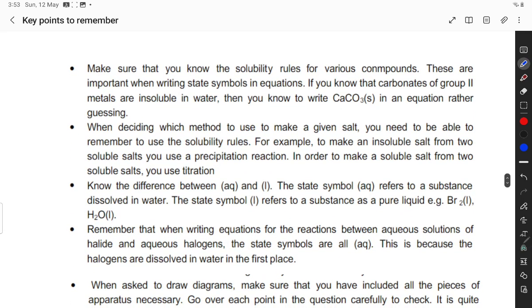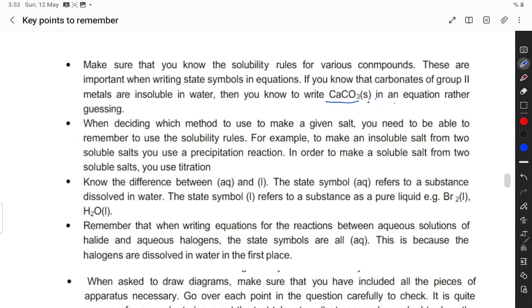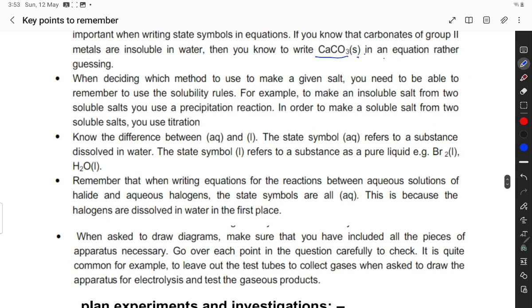Make sure that you know the solubility rules for various compounds. These are important when writing state symbols in equations. If you know the carbonates of group 2 metals are insoluble in water, then you know to write calcium carbonate as a solid in an equation rather than guessing. When deciding which method to use to make a given salt, you need to remember the solubility rules. For example, to make an insoluble salt from two soluble salts, you use a precipitation reaction. In order to make a soluble salt, you use titration.